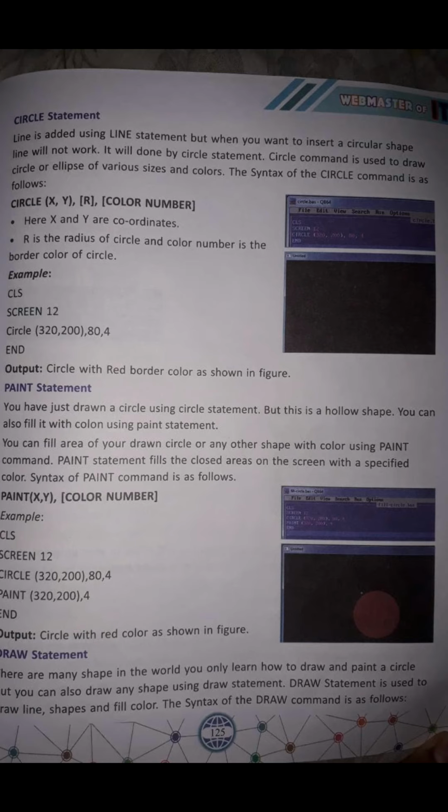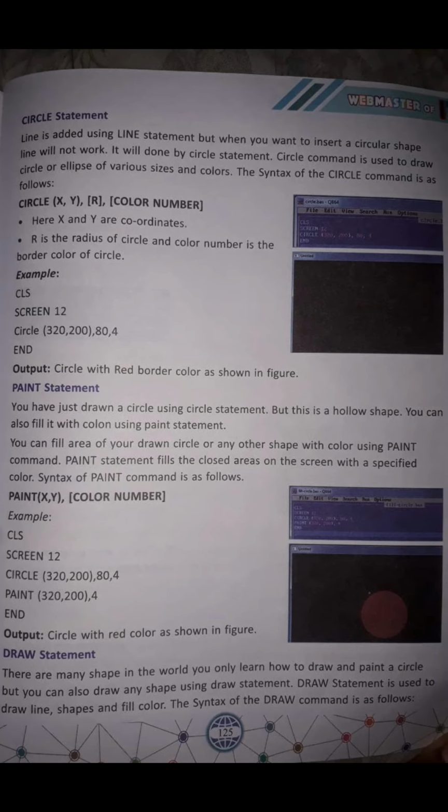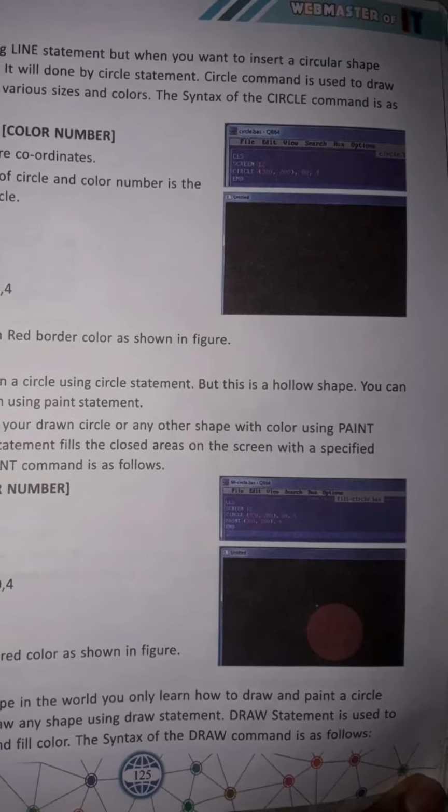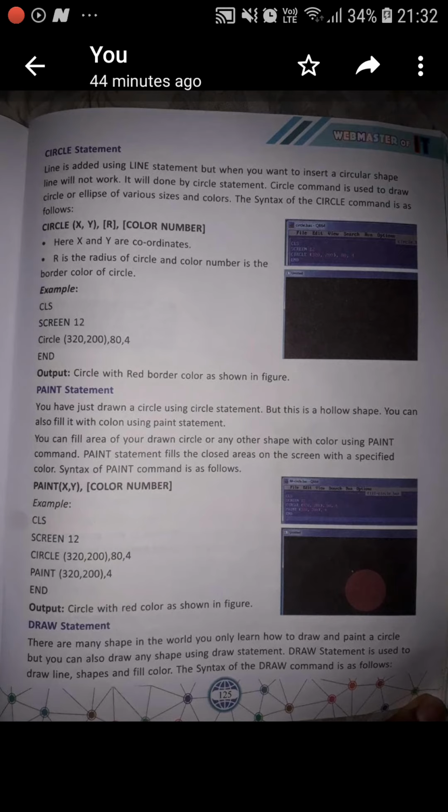The syntax of the paint command is as follows: PAINT x, y, color number. Example: CLS, SCREEN 12, you have used screen 12 mode. CIRCLE 320 is the x axis and 200 is the y axis, then 80 is the radius, 4 is the border color number. And in the paint command you have used x, y as 320, 200, and color number is 4. And you can see the output present here. Now the circle has been drawn in red, meaning you can see the red circle. You have filled the color red within the circle.